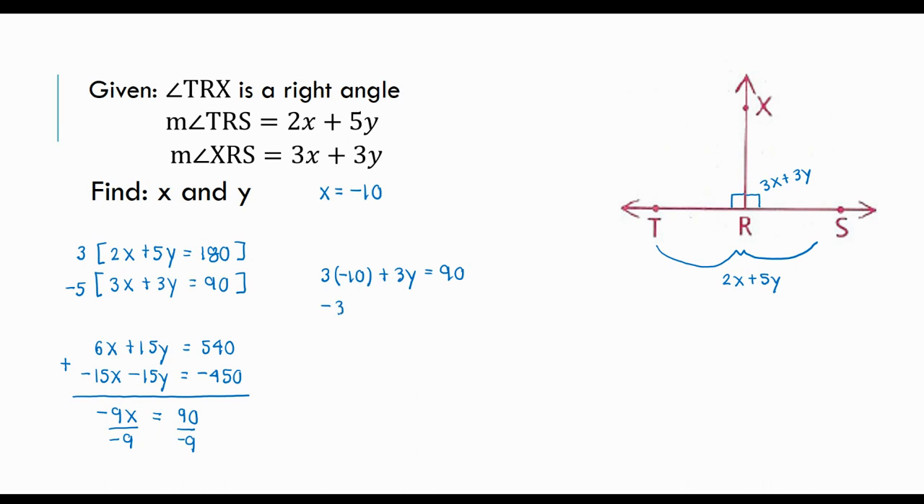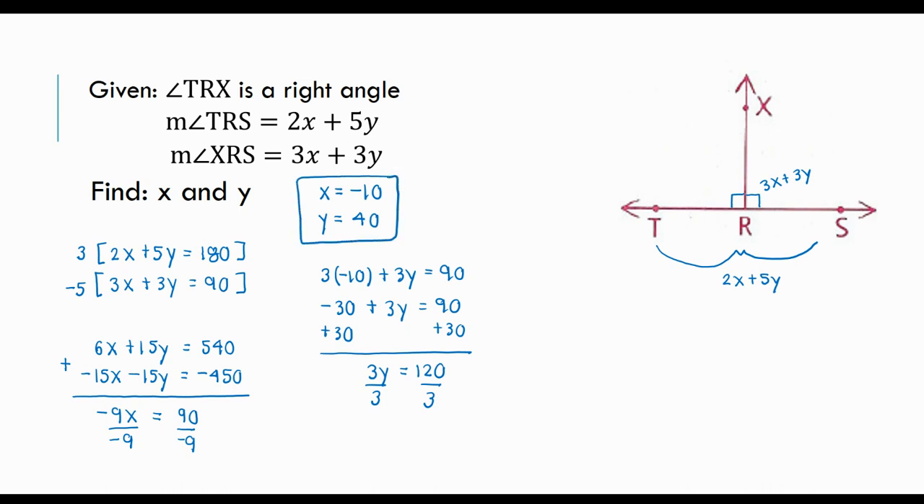3 times negative 10 is negative 30. We still have plus 3y equals 90. Got to get the y by itself, so I'm going to add the 30 over to the other side. That gives me now 3y equals 120. I'll divide both sides by 3, and that gets me my final answer. 120 divided by 3 is a positive 40. And there are my two answers.